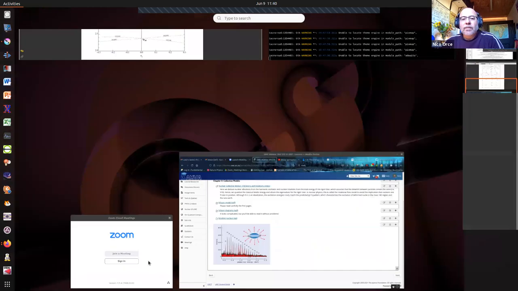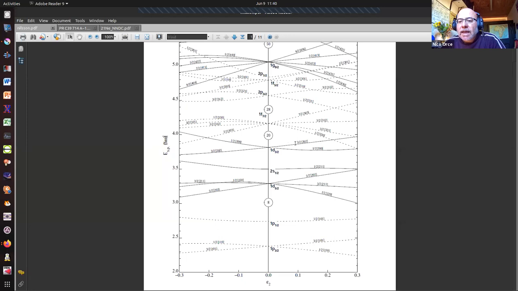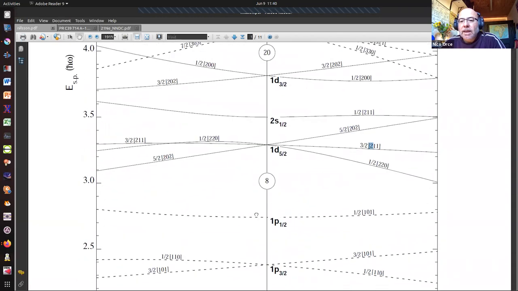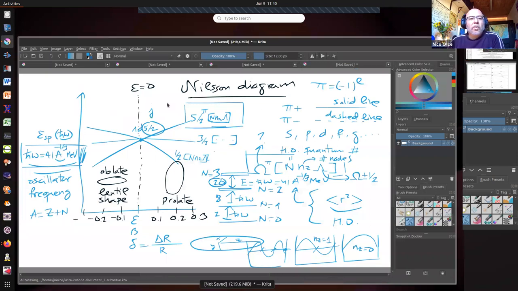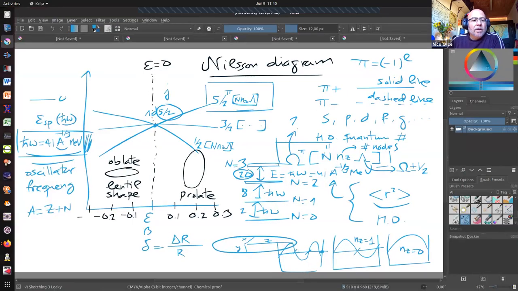For instance, if we go to the d5/2, all these states have capital N equal to 2, let's zoom this up here, because they belong to the N equal 2 oscillator quantum number. As we all know very well, the 0s, the 0p, and the 0d and 1s come together. This was N equal 0, N equal 1, N equal 2. This comes from the harmonic oscillator that we studied last week.